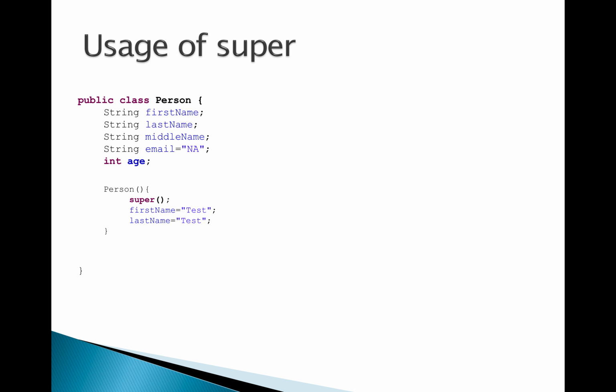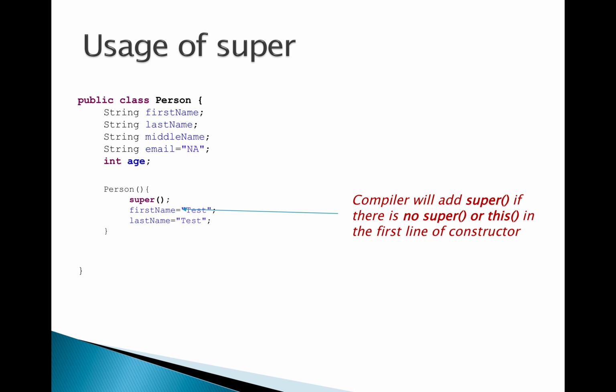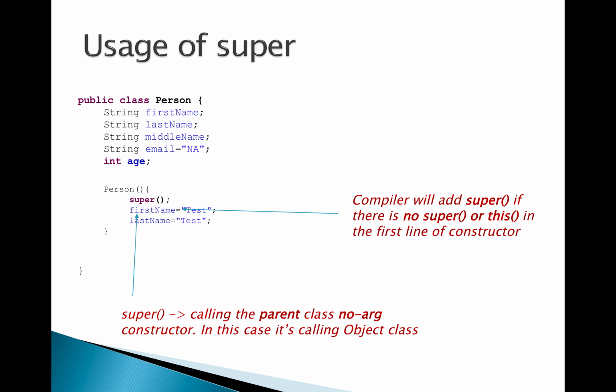But if you don't have this() or super(), it is going to put super() as the first line of the statement. We'll see what super() is, and this() also we are going to see in the next slide. So the compiler will add super() if there is no super() or this() in the first line of the constructor.